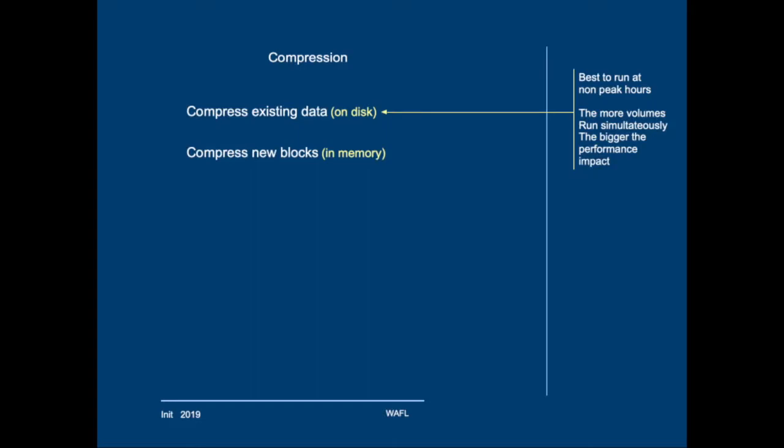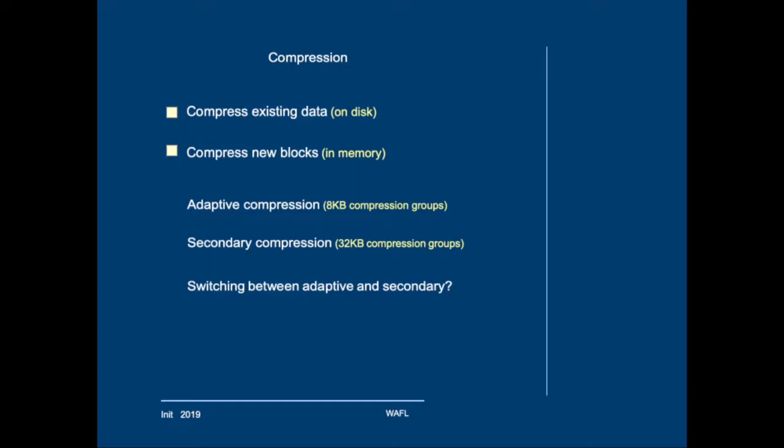Next to either inline or post-process, there is also a difference in the amount of data that is compressed. What I mean by that is that ONTAP works, or WAFL works, with compression groups. That means there are two sizes of block groups, or as NetApp calls it, compression groups. So you can compress groups of 8 kilobytes or groups of 32 kilobytes. Compressing groups of 8K is called adaptive compression. Compressing groups of 32 kilobytes is called secondary compression.